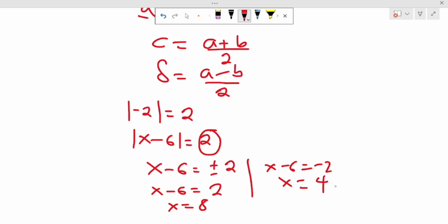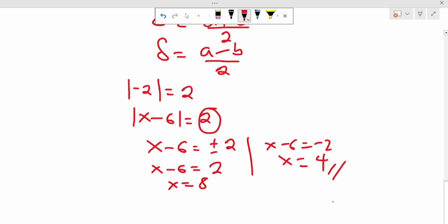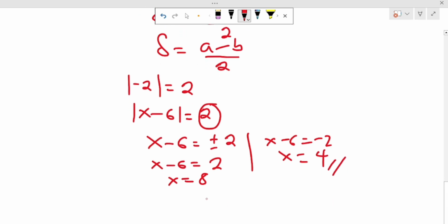4. Right. Good. So I have two solutions that make this equation true. When I put 8 in this equation, I get 2. Absolute value of 2 is what? 2. When I put 4 in this equation, I get -2. Absolute value of -2 is what? 2. Yes, that's how it's done.